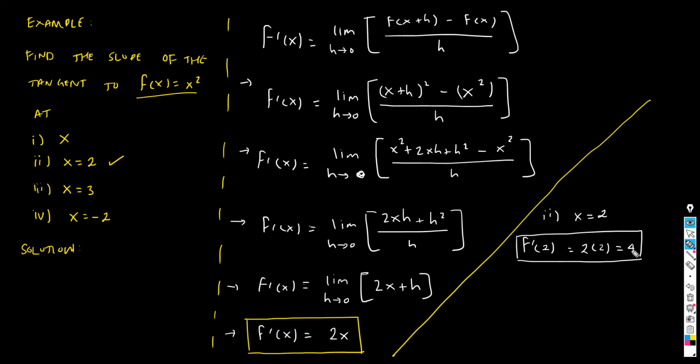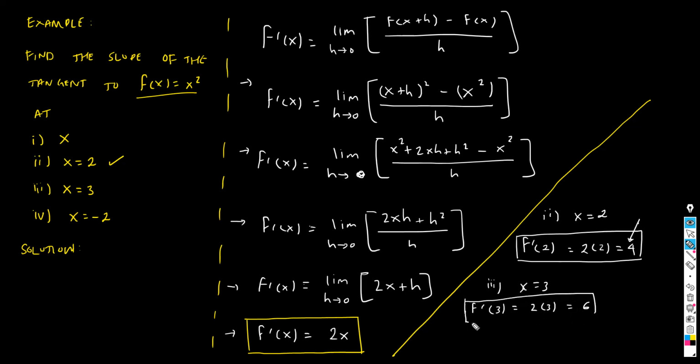Okay, which is 4, which is what we have already found in the previous video. Try to make sure about that. So this is the first answer, 4. The slope is 4. Now, number 3, when x equals 3, what's going to be the slope? Well, I just calculate f prime of 3 equals 2 times 3, and it's going to be 6. So this is my second answer.